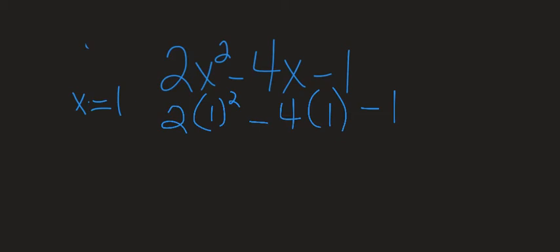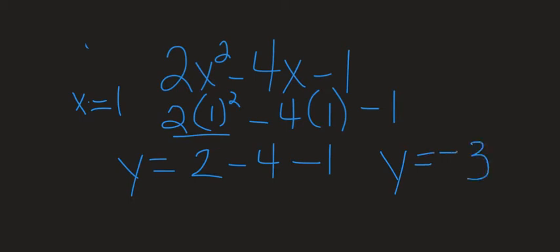So 1 squared, this term of the quadratic needs to be done in order of operations. So we have to square it first because exponents come before multiplication. So 1 squared gives us 1, times 2 gives us 2. Minus 4 times 1 gives me 4. And we're going to subtract 1 from that. And again, this is going to give us our y coordinate. So 2 minus 4 is negative 2. Minus 1 is negative 3. So y equals negative 3. So our vertex is at 1, negative 3.